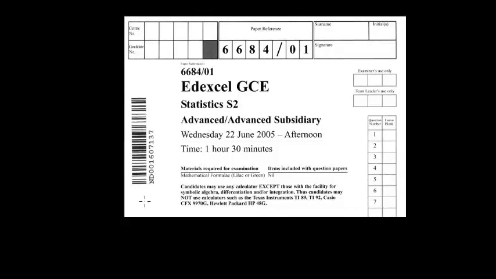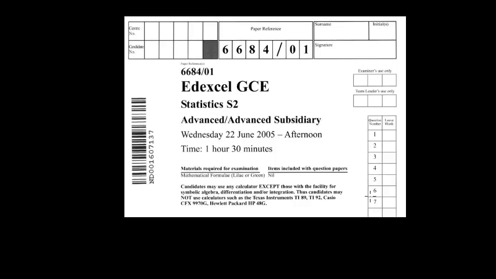The S2 paper has 5 to 6 to 7 questions. In this particular paper there are 7 questions. Total mark is 75, and there are 2 types of question: discrete random variables and probability distribution. There would be binomial distribution sums and probability distribution sums.